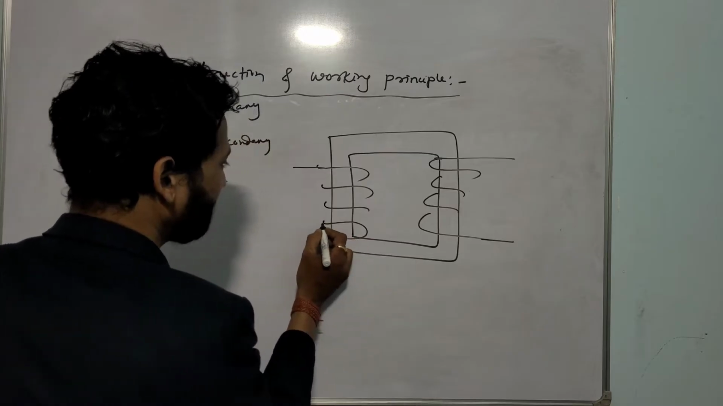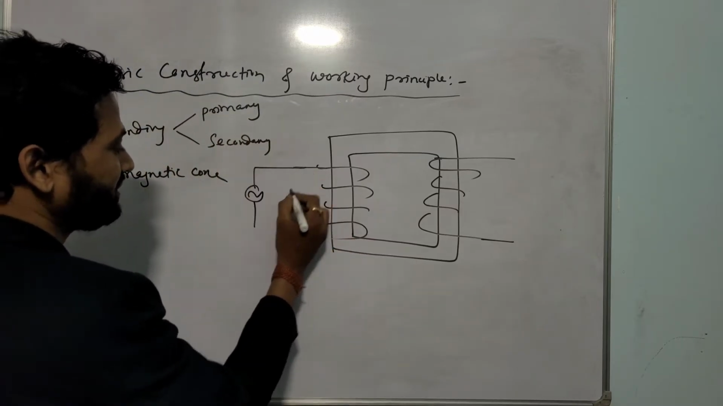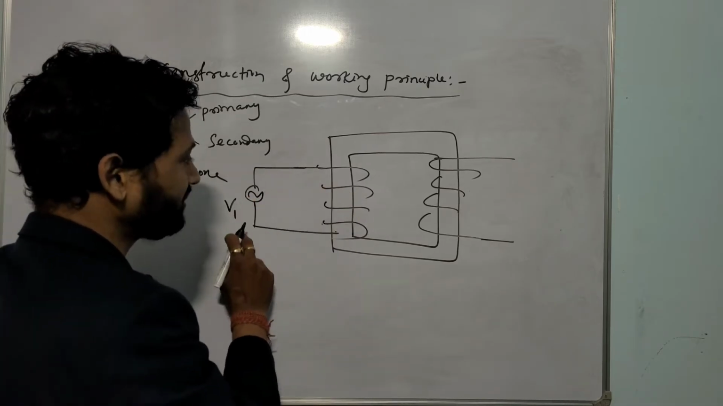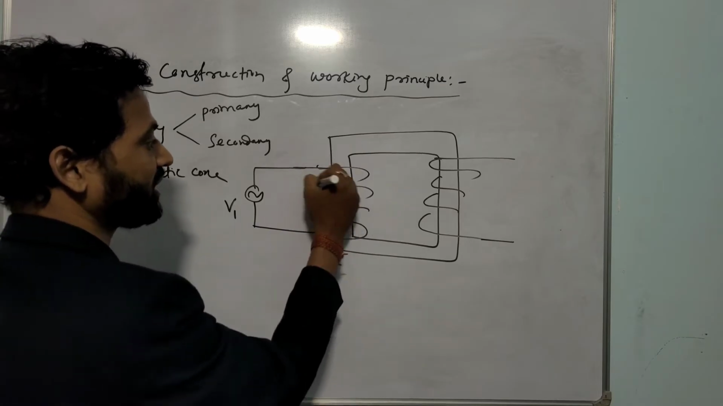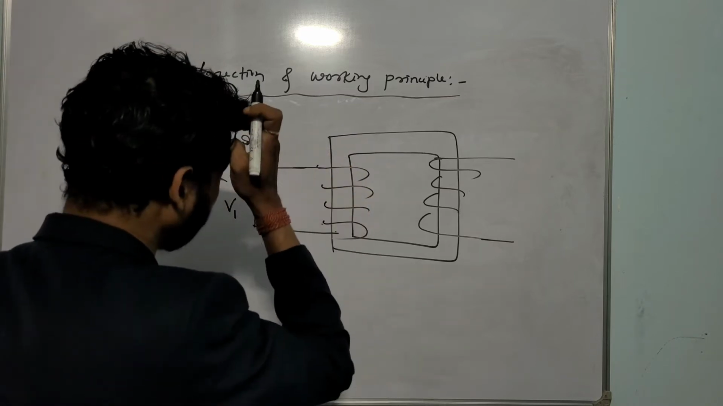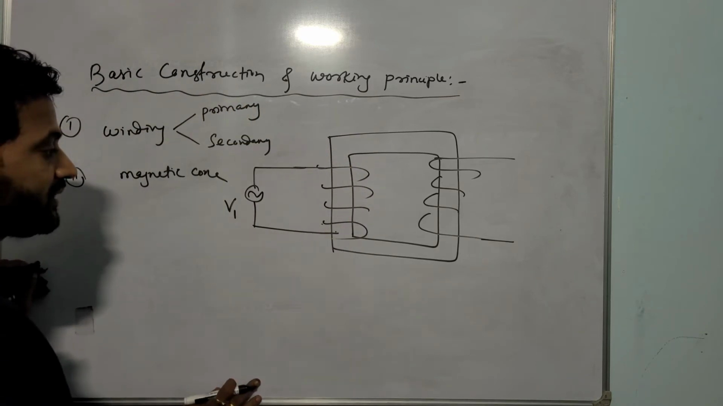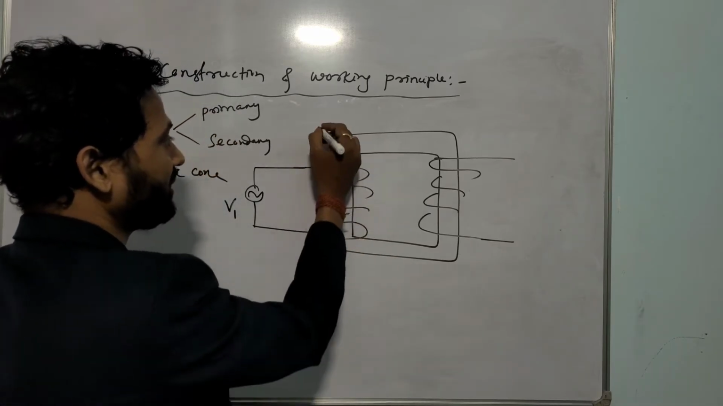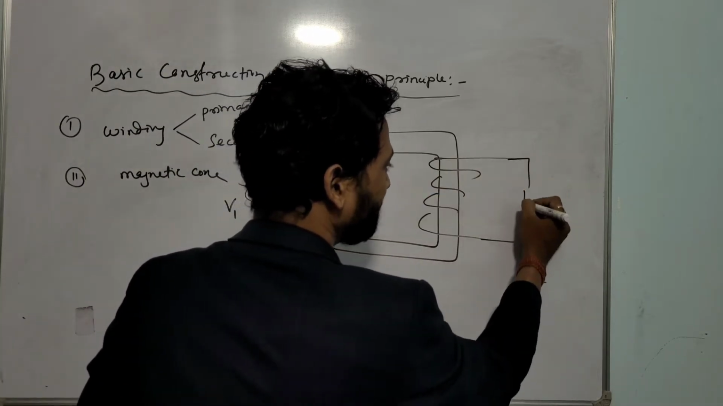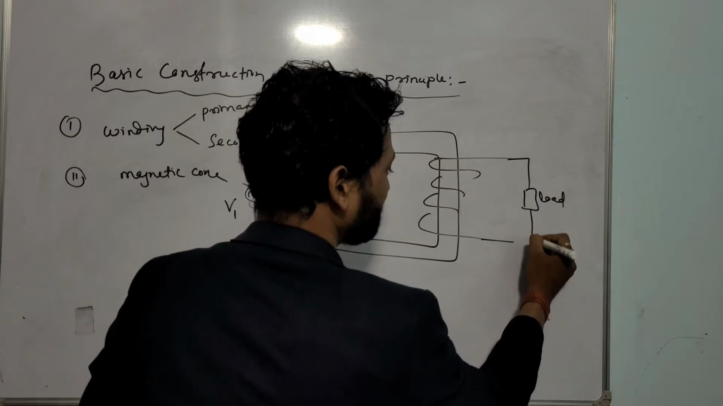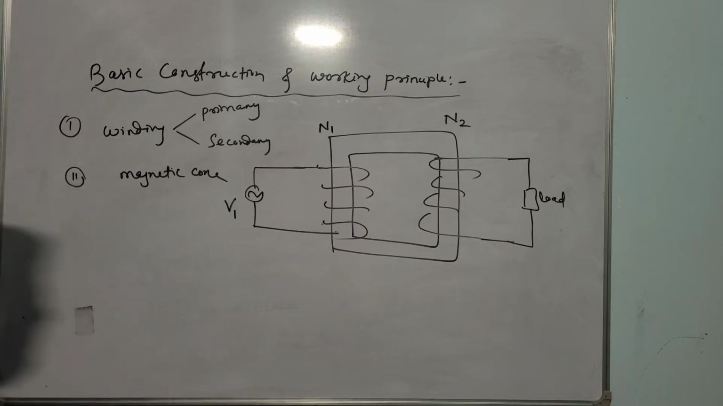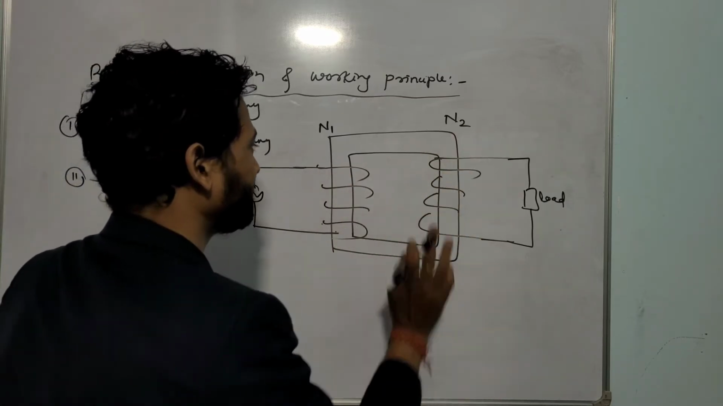The primary winding is the supply side, where AC supply is given. Let the supply voltage be V1. The winding which is connected to the input AC supply is called the primary winding. The winding is made up of copper wire, electrical copper wire. The number of turns in the primary winding is N1. Similarly, the winding which is connected to the load side is called the secondary winding, and the number of turns in the secondary winding is N2.